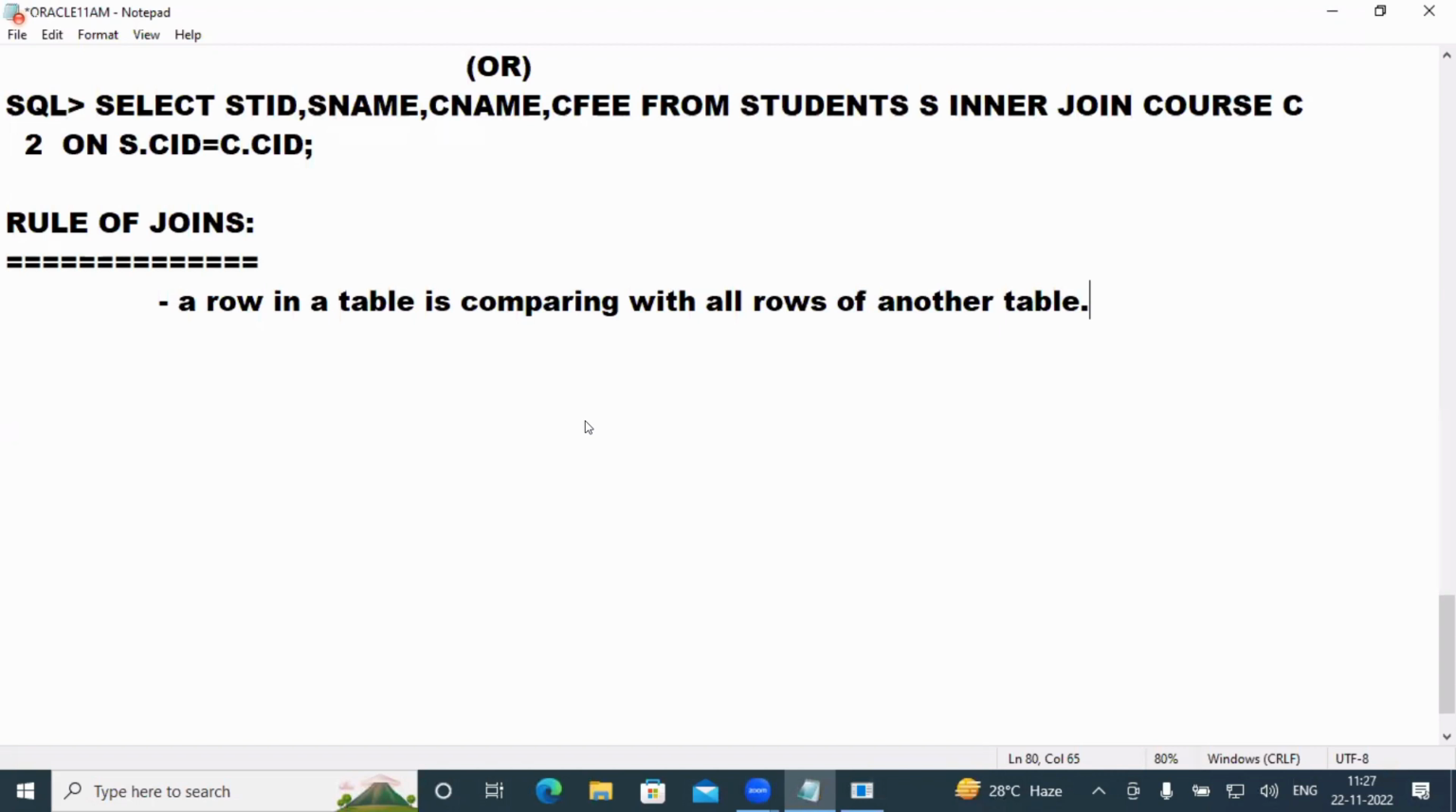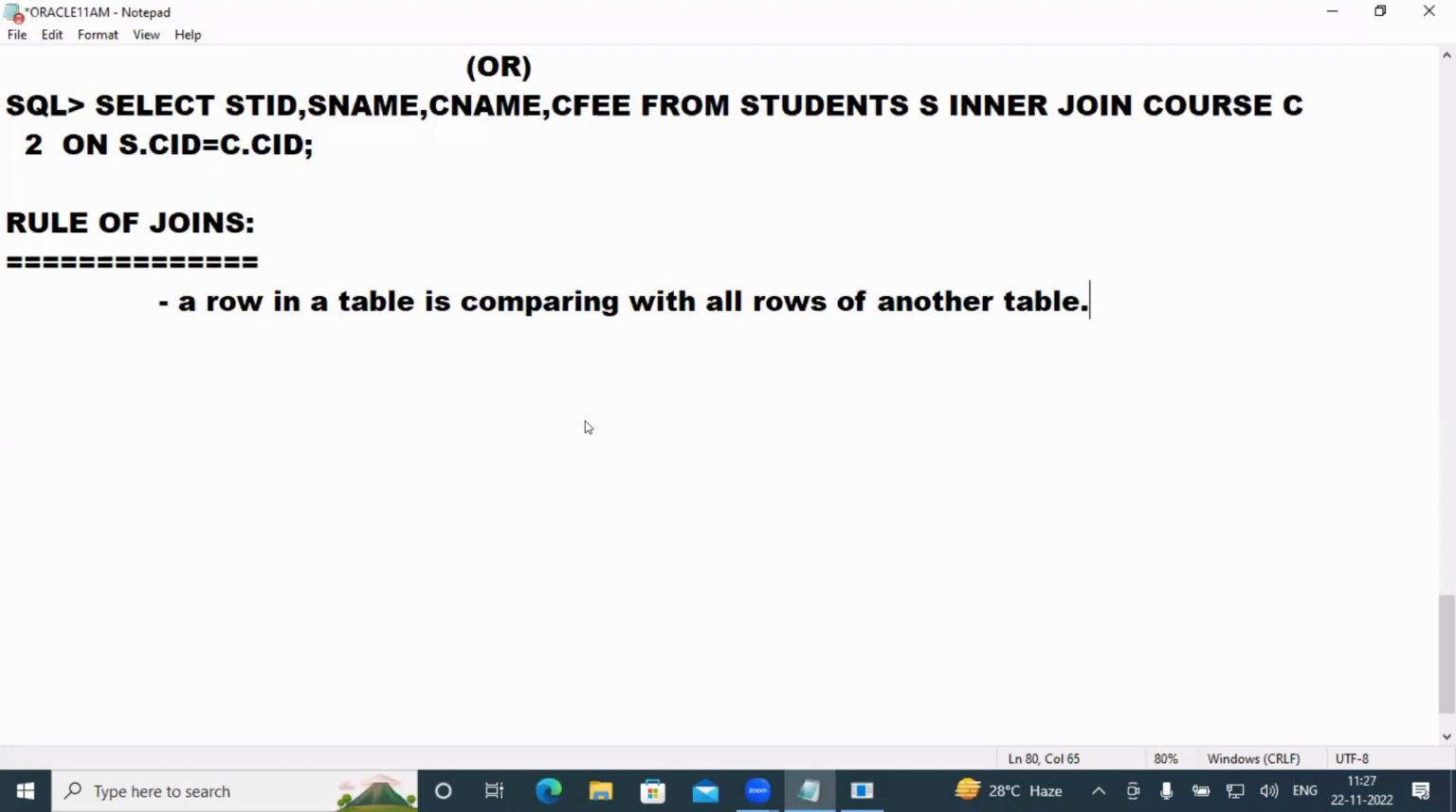Suppose you get confused in equijoin, inner join, non-equijoin, or self-join. If there is any confusion, this rule will be followed, and you can compare each and every row with your condition. Then you can easily understand how the joins are working. Don't forget this rule. Whenever you have any confusion or don't understand a query, follow this and automatically you can understand. This is a simple hint for how joins can be understood.